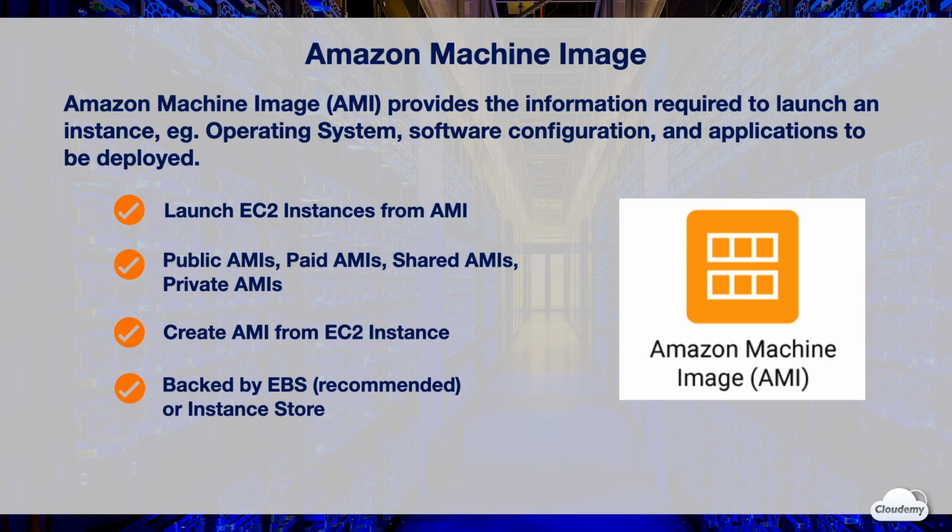AMIs are either backed by Amazon EBS or Instance Store. When you launch an instance, the root device volume contains the image used to boot the instance. An AMI is backed by EBS means that the root device of the instance is an Amazon EBS volume, created from an Amazon EBS snapshot. An AMI is backed by Instance Store means that the root device of the instance is an Instance Store volume, created from a template stored in Amazon S3. It's recommended using AMIs backed by EBS, as they launch faster and use persistent storage.